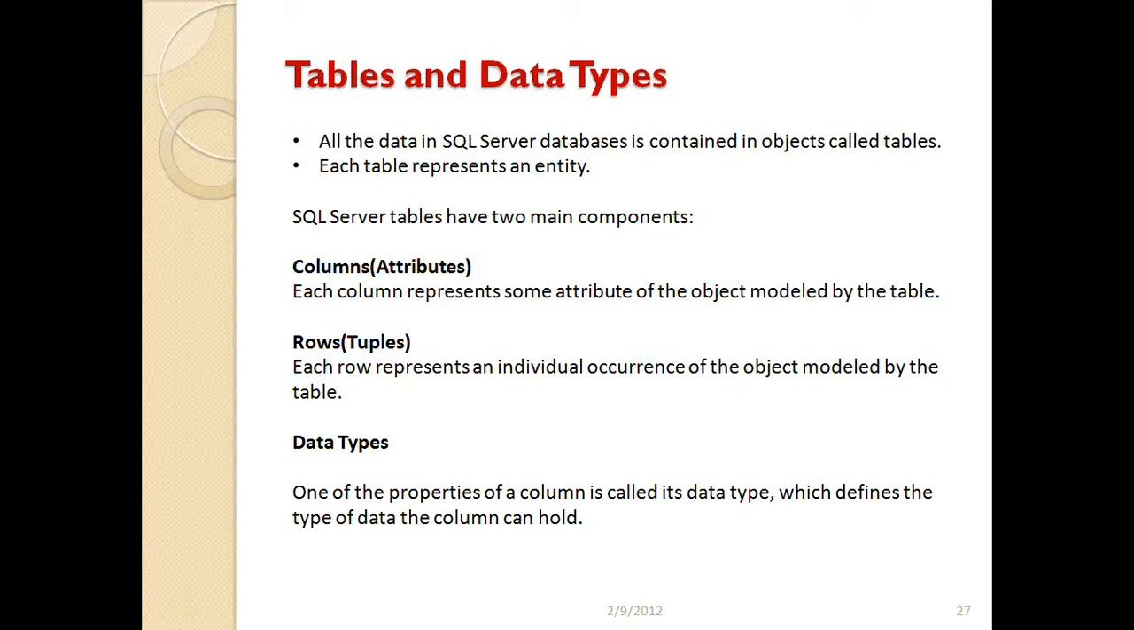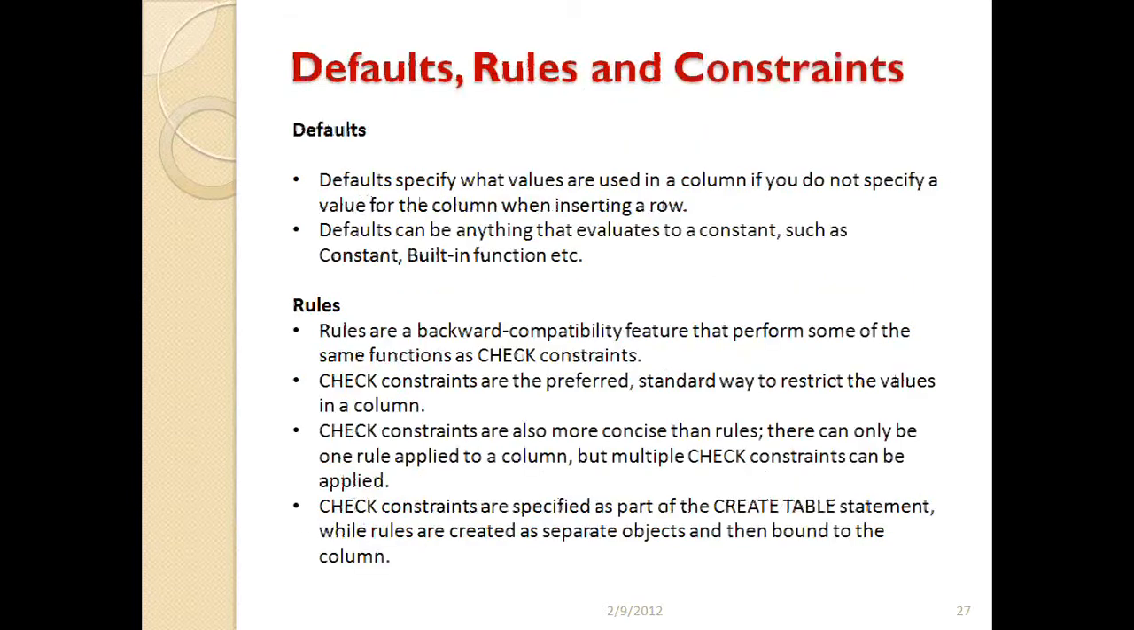Default rules and constraints basically help in maintaining or imposing data integrity in the database. Default specifies what value can be used in a column if you do not specify a value for the column while inserting a row. Default can be anything that evaluates to a constant, such as a constant or a built-in function. Rules are a backward compatibility feature that perform some of the same functions as check constraints.